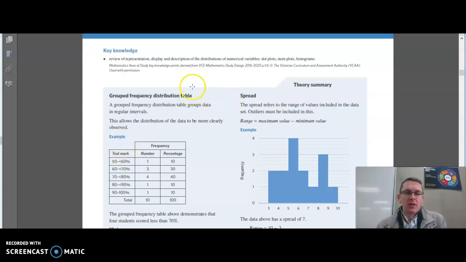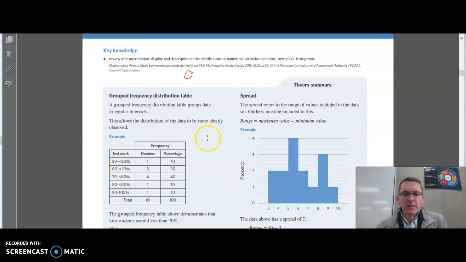So a classic one is going from 0 to 10 and then 10 to 19. The numbers shouldn't repeat on here, so just be careful of that. They should be clear to know where everything is. So this is 50, including 50% up to, but not including 60. This is including 60% up to and not including 70.